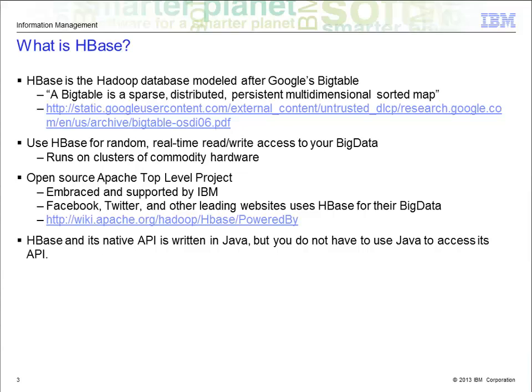You use HBase for random, real-time read-write access to your big data. HBase is an open-source technology that is embraced and supported by IBM. Many companies such as Facebook and Twitter also use and embrace HBase. HBase and its native API are both written in Java, but you can practically use any of the popular and common programming languages to work with HBase.